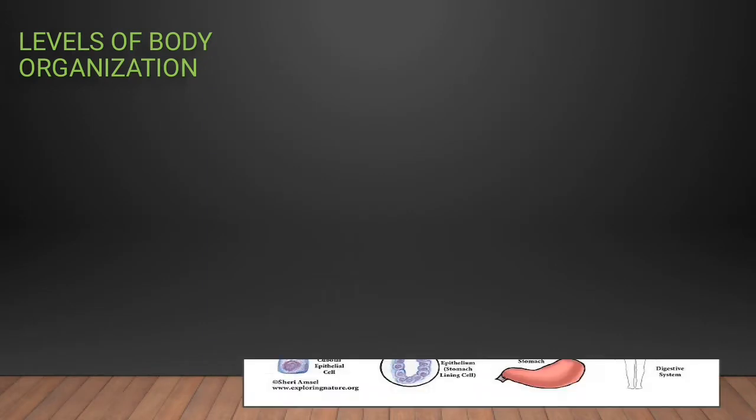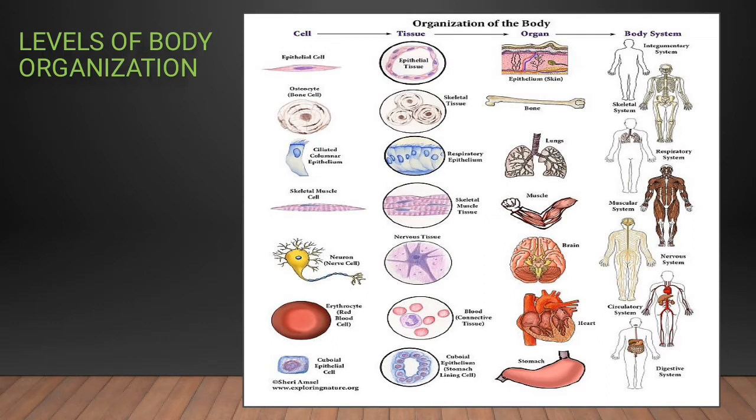Okay, class. Life processes of the human body are maintained at several levels of structural organization. These include the chemical, cellular, tissue, organ, system, and the organism level. Higher levels of organization are built from lower levels. Therefore, molecules combine to form cells. Cells combine to form tissues. Tissues combine to form organs. Organs combine to form organ systems. And organ systems combine to form organisms.